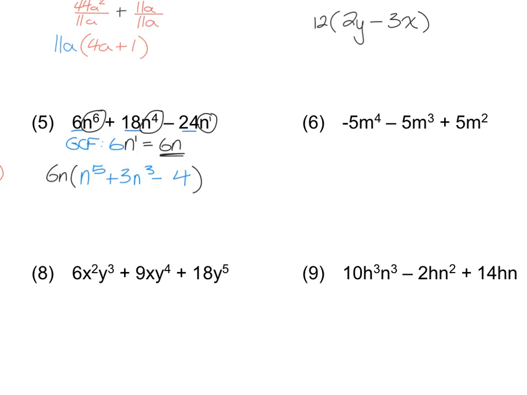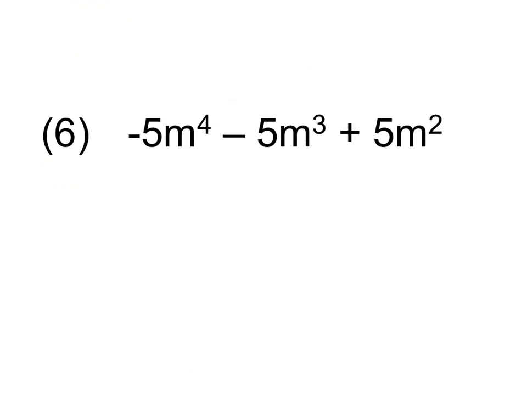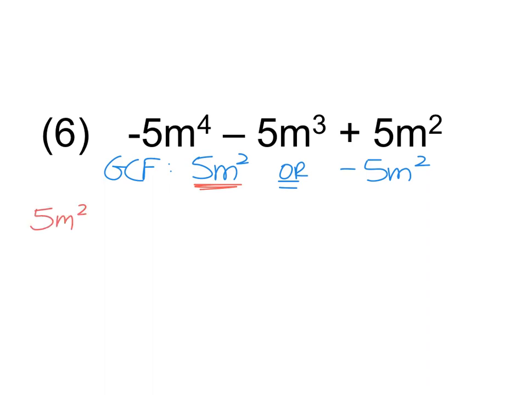All right. What would be my GCF at number 6? 5m squared, or as you said, negative 5m squared. All right, you got to be prepared to go both ways here. So possibilities: if it's a positive 5m squared, I'll put the 5m squared in front. What's going in the parentheses?